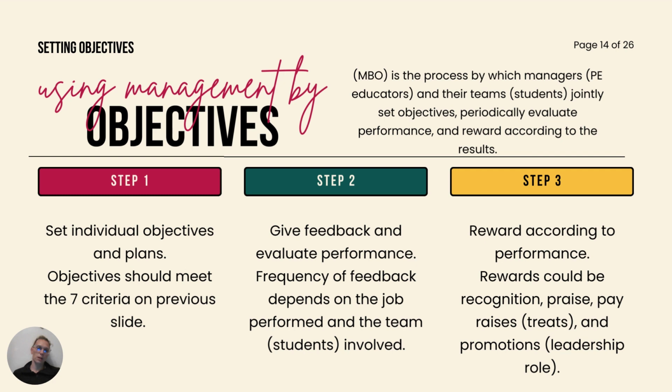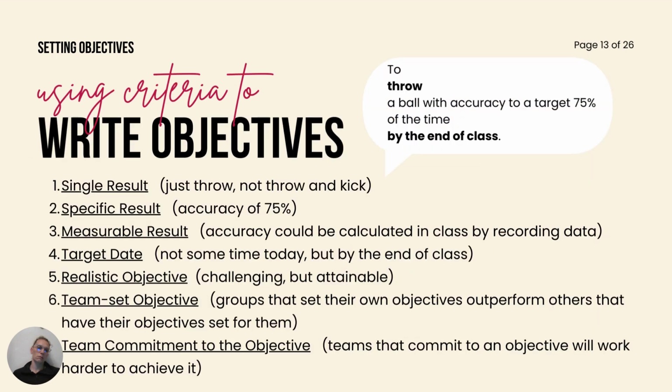Management by objectives. This is the process by which managers or PE educators, athletic department directors, and their team students jointly set objectives periodically, or I guess in this case it might be the PE teachers, jointly set objectives, periodically evaluate performance, and reward according to the results. So step 1, set individual objectives and plans. Objectives should meet the 7 criteria on the previous slide. This one.